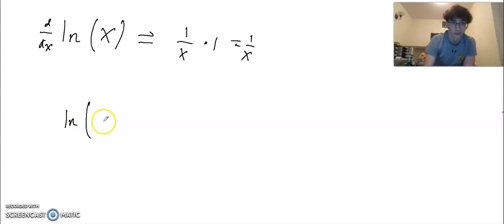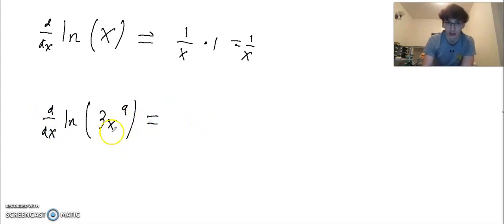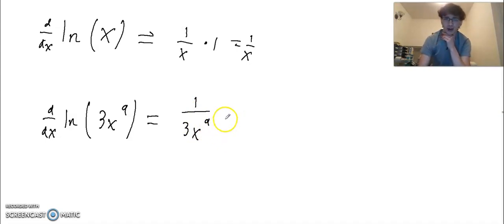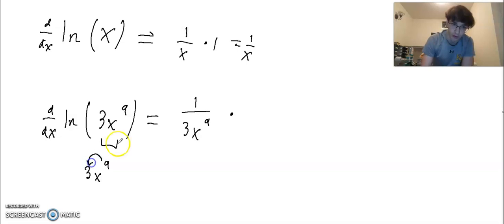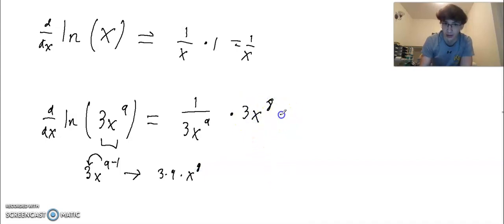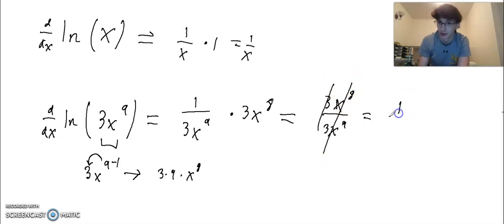Let's say it's ln of 3x to the 9th. If we want to find the derivative of this, we take 1 over the inside. That's just our definition of the derivative of ln of x, which we proved in, I think, our second video. But now we also need to take the derivative of the inside. So we do a little bit of power rule where we multiply the front by the exponent and then subtract 1. So we get 3 times 9 times x to the 8th, so 27x to the 8th, and it equals 1 over 3x to the 9th times 27x to the 8th, which actually just cancels out and we still have 1 over x.